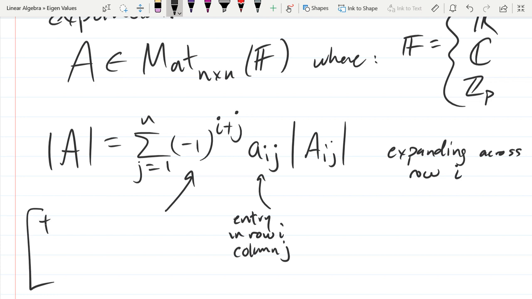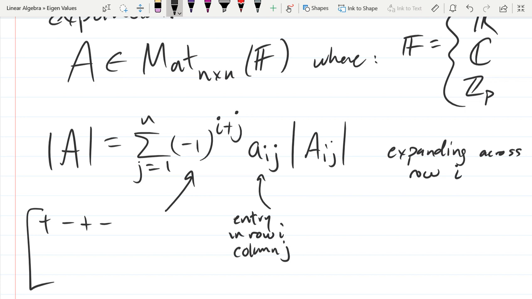What about if I'm in the next position over, row 1, column 2? That'd be negative. And if I keep moving over another column, still in row 1, it's going to alternate signs. Oh, look at that, that's our sign matrix right there.